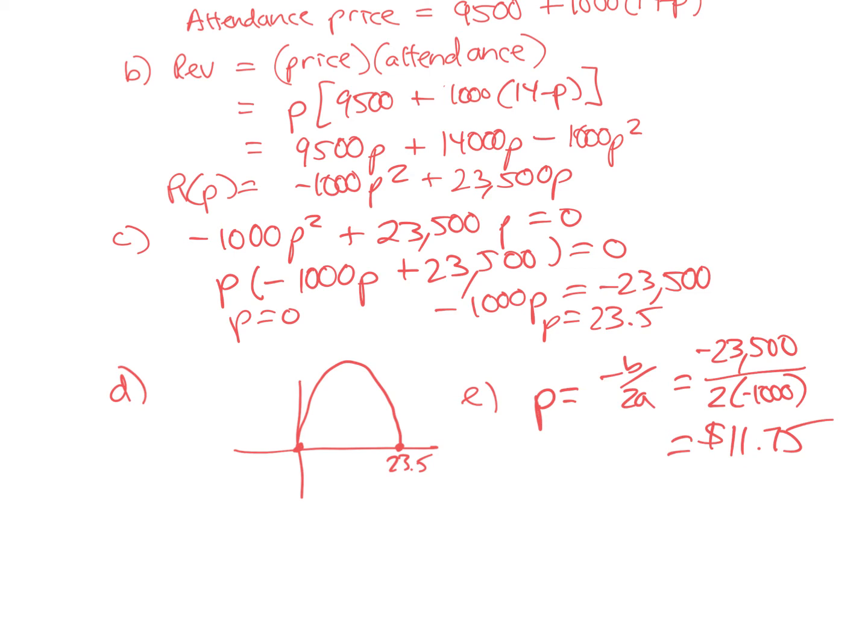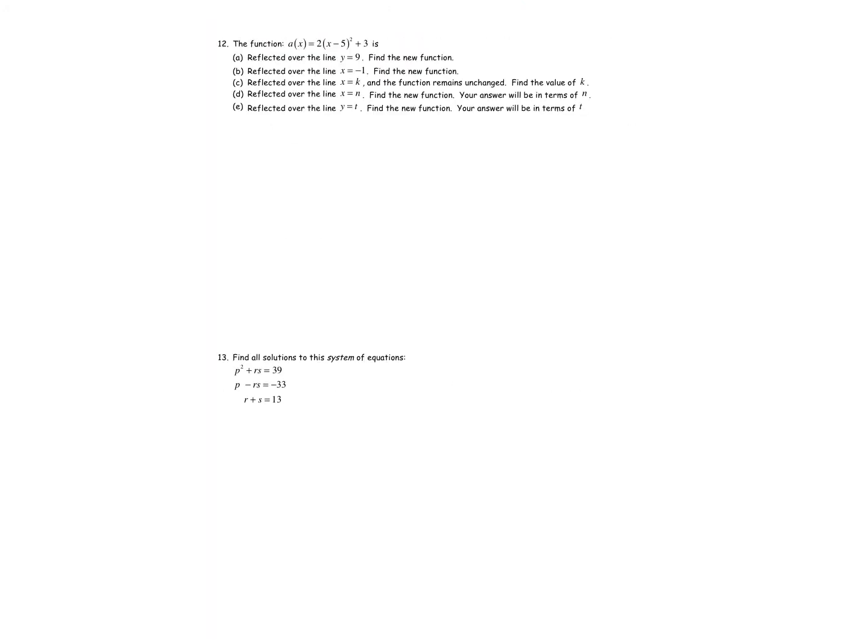Okay, so now let's skip ahead to just getting 13 started, which is just a systems of equations problem like we did similar in the last unit. And so it's just a matter of keeping track of things. So the first thing that seems easy to do is using these two equations. If I simply add them, I'm going to get p squared plus p. The rs and minus rs cancel out.